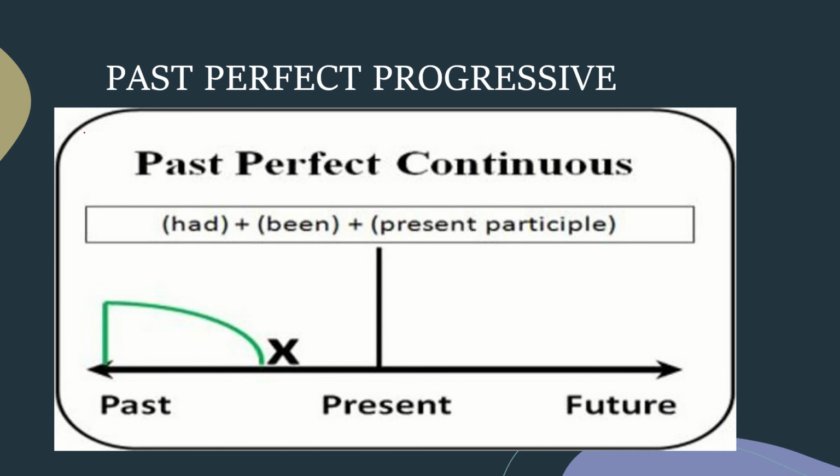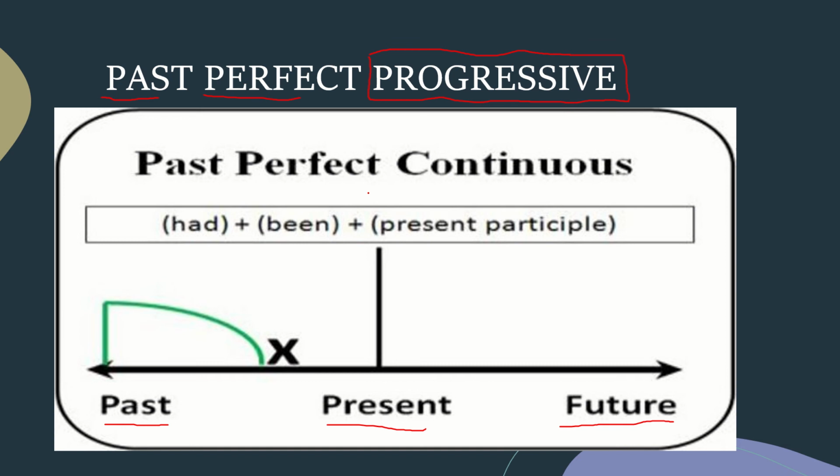Okay, let's talk a little bit about the past perfect progressive. We already talked about the past perfect. Now we're going to see this. What does this part here mean? Progressive. So here, let's see the past perfect progressive in a timeline. Again, here we have the present, here we have the future, and here we have the past. The present is what's happening now. The future hasn't happened yet. It will happen. And the past already happened.